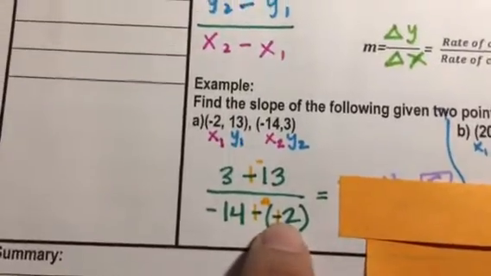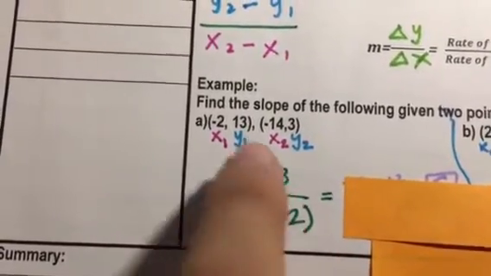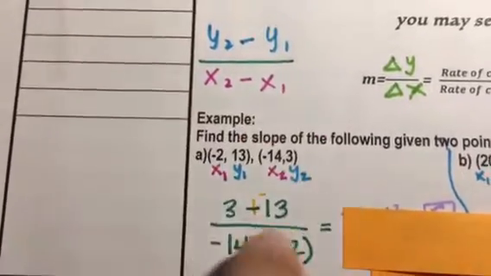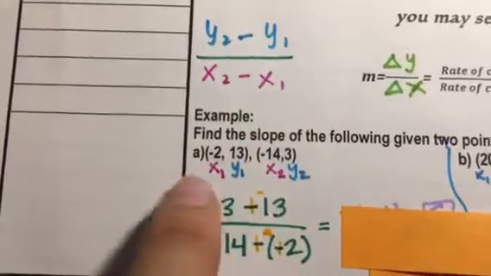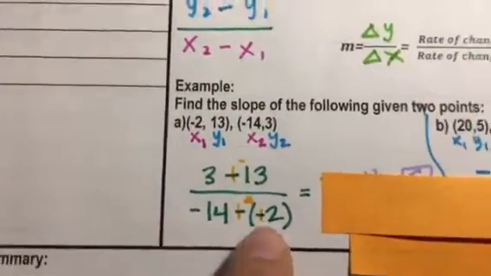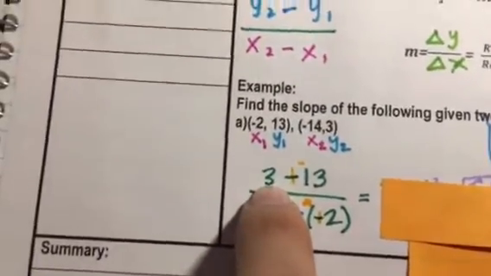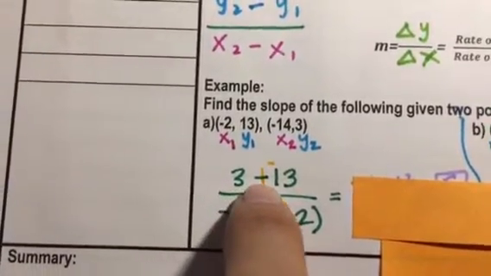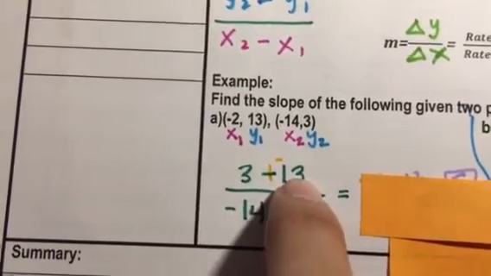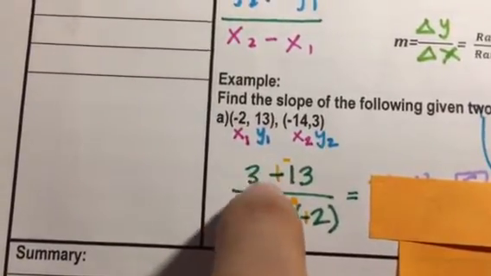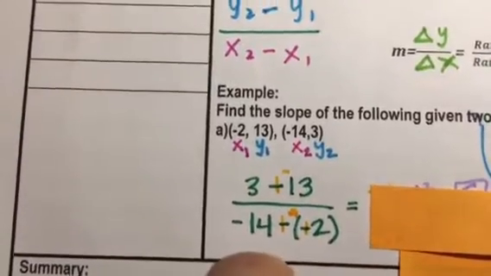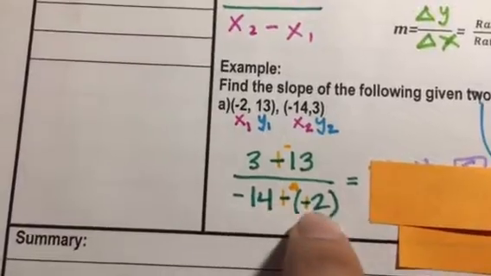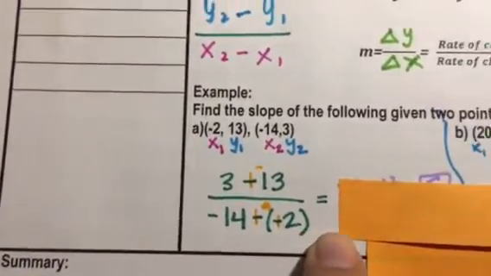Negative 14 minus negative 2. And you see, I still kept both negatives, right? It's minus negative. So x sub 2 minus x sub 1, negative 14 minus negative 2. That's what I have here. So the next thing you have to do is keep change, or same change, as some might say. So we have 3 minus 13. That's going to change to 3 plus negative 13. And then we have negative 14 plus positive 2. Again, we're going to change these signs here, okay?